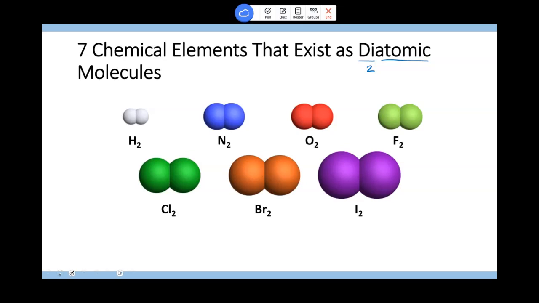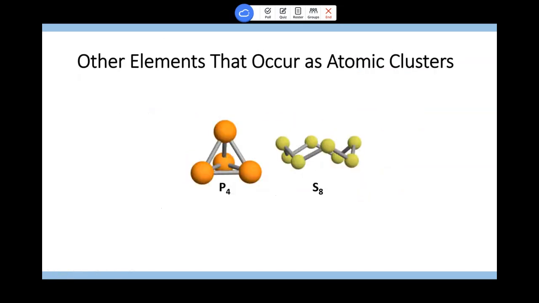So these exist in nature as diatomics, and then other atoms like phosphorus and sulfur exist as atomic clusters. So phosphorus exists as P4, four phosphorus atoms bonded together in that shape. Sulfur as S8, 8 sulfur atoms bonded together. Okay, any questions so far about lattice structures, molecules, combinations of atoms?